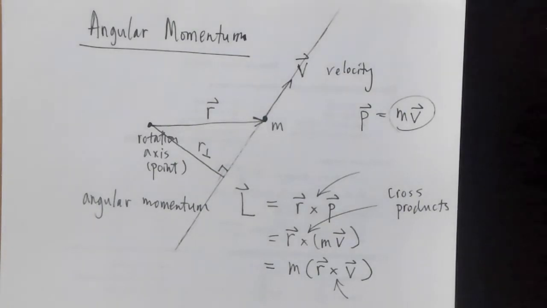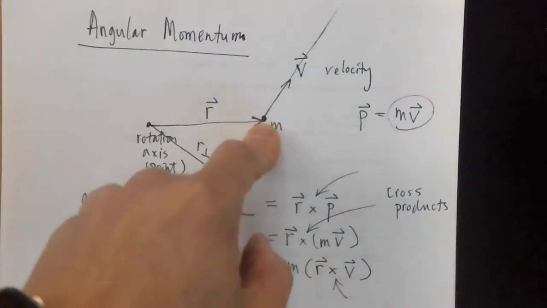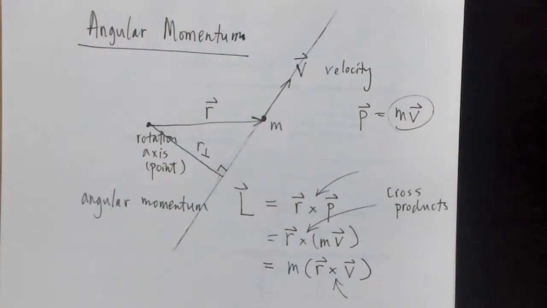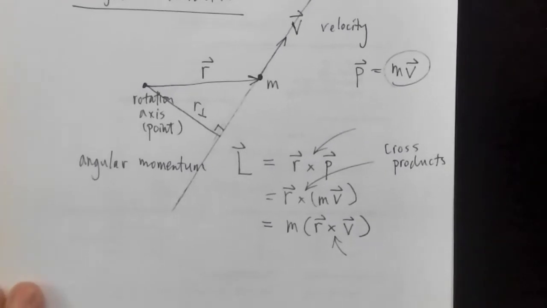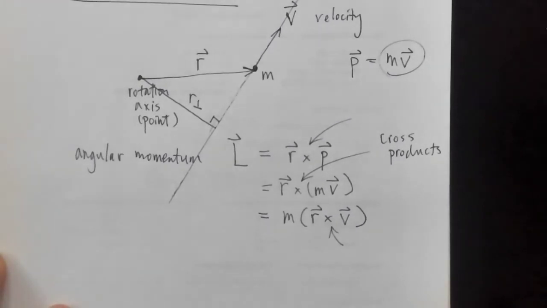Are we assuming it's the center of mass? Oh yeah, so it's just a particle. It's just a dot. All right. Other questions? All right.